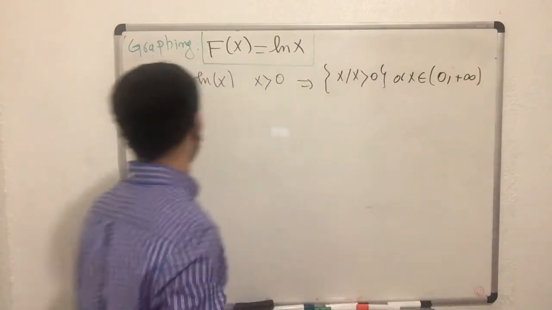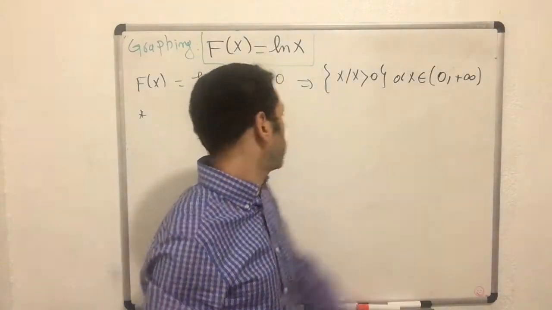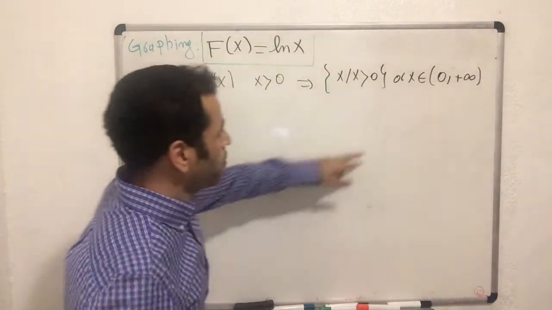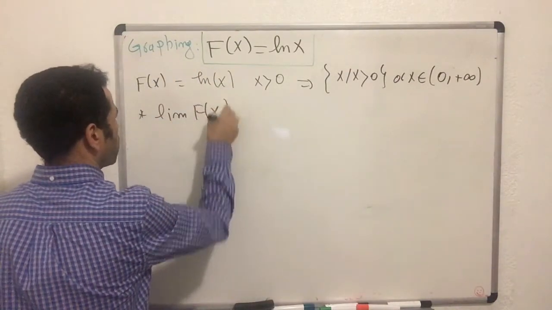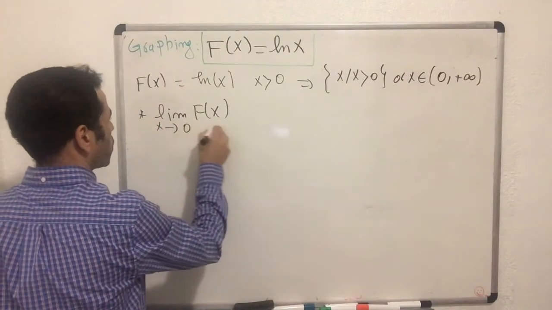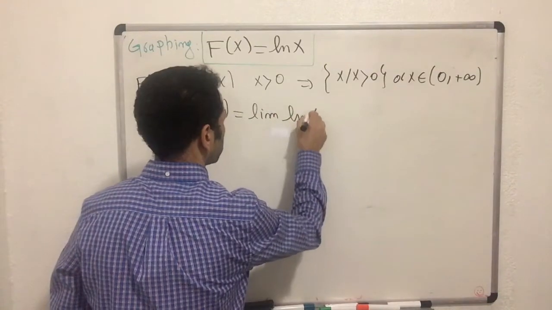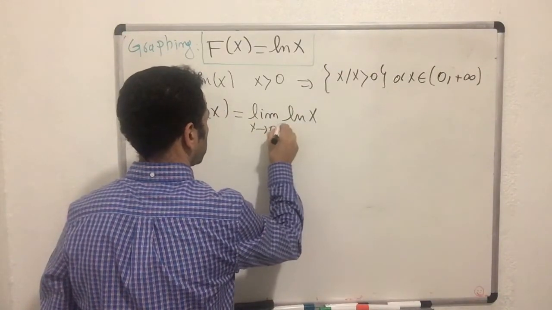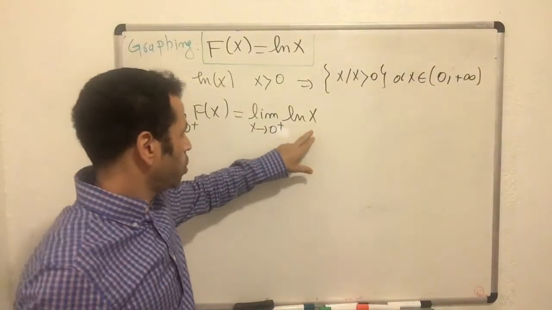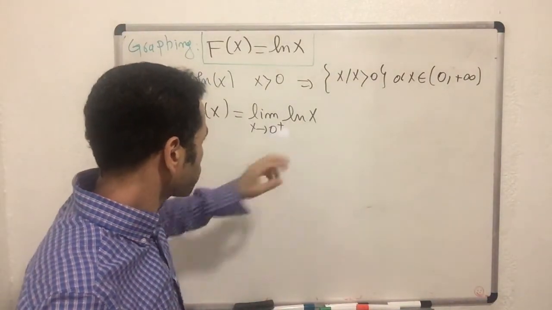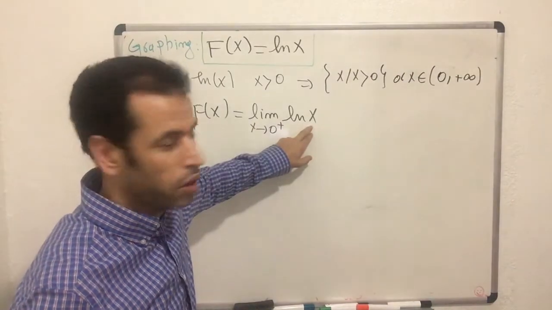Okay, so now let's move on to calculate the limit at the points 0 and plus infinity. So let's start with the point 0. The limit of f of x as x is approaching 0 from the right hand side, so the limit of natural log of x as x approaches 0 from the right hand side. Let's do a substitution in order to calculate this limit, because we don't know the limit when you plug 0 into natural log of x.